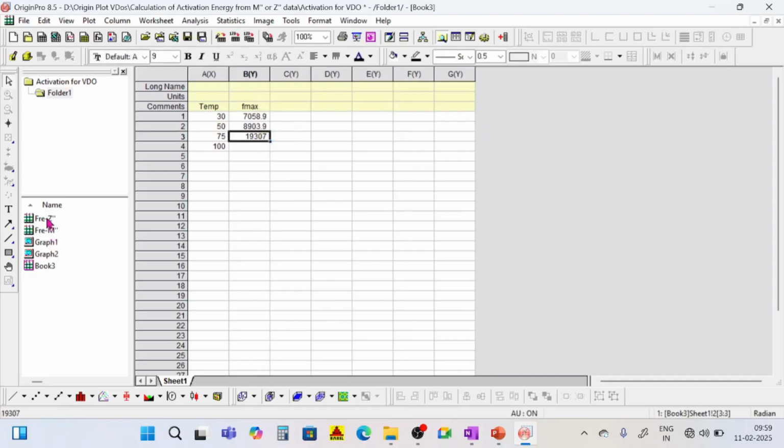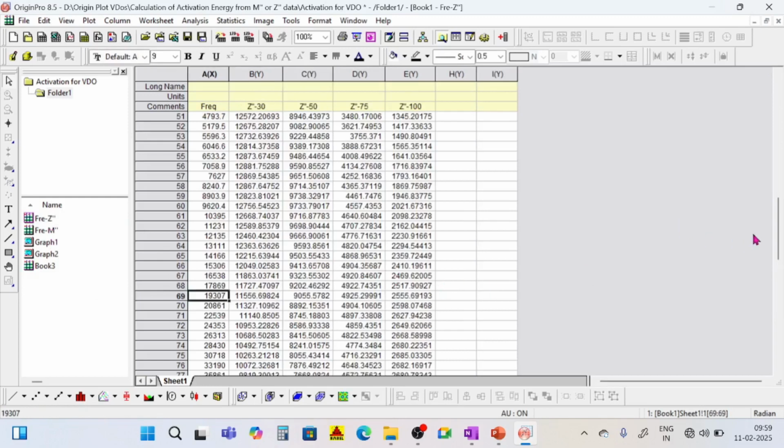Just copy it and paste in the workbook 3. Pasted. Now we are going to find out what is the F max for 100 degree.